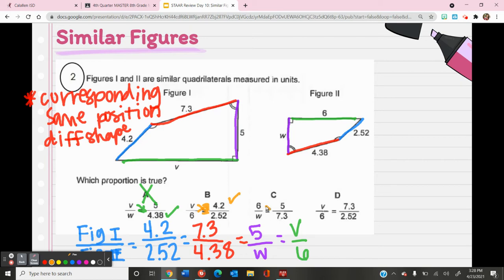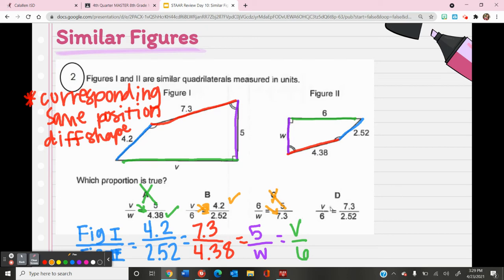So for C, I have 6 diagonal to 7.3, which is true. If you see here, I have 7.3 diagonal to 6. Whenever they are diagonal, I should have 4.38 diagonal to V, and that is not what I have here, so therefore that cannot be my answer.